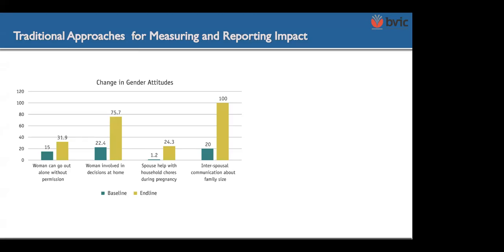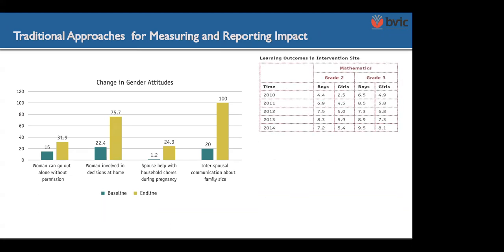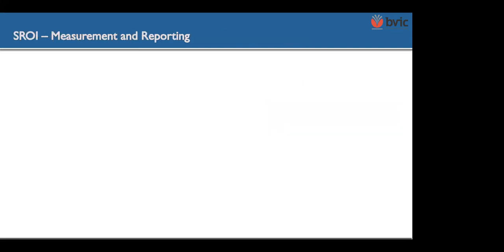One supports them, least of all the husbands. But with the program, if you see, from 1.2% of husbands supporting them, after the program 24.3%. So these are all the typical parameters that you do in traditional reporting. So you report the behavior or the outcome or the output before the program, and then you measure the outcome after the program. Let us see how SROI, or social return on investment, reports the impact.